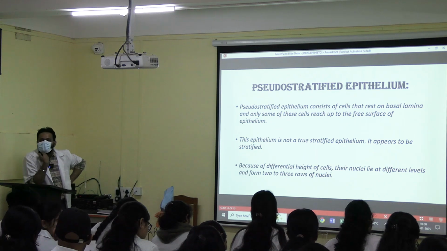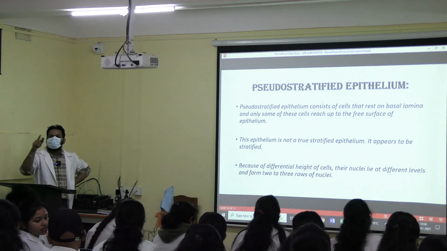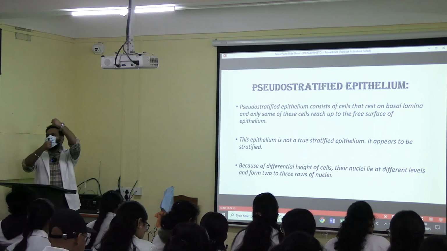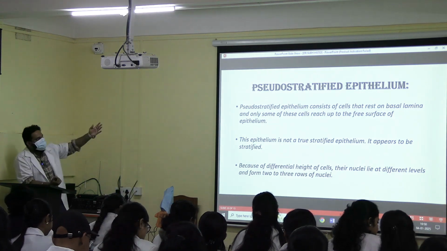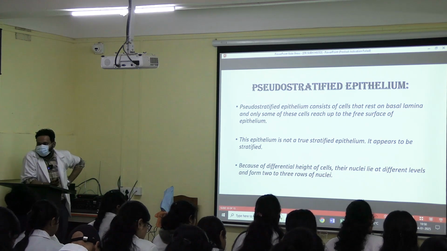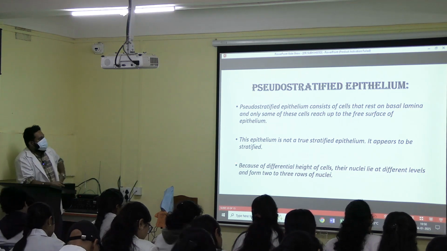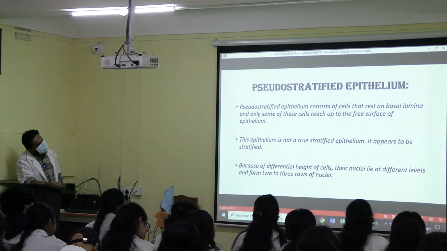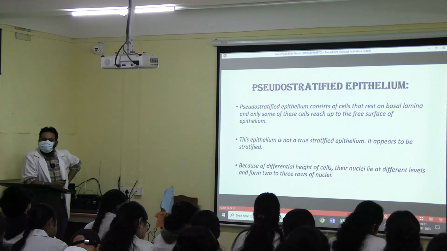There is one single cell layer only, but the nuclei are arranged in different levels. ठीक है? One cell has its nucleus here, another has it here. So when you look under the microscope, it looks like there are two layers of cells, resulting in pseudostratification. It looks like more than one layer of cells, but this is not true stratification. Start writing. Because of differential height of cells, their nuclei lie at different levels and form 2 to 3 rows of nuclei. You will see under the microscope. I will show it to you.